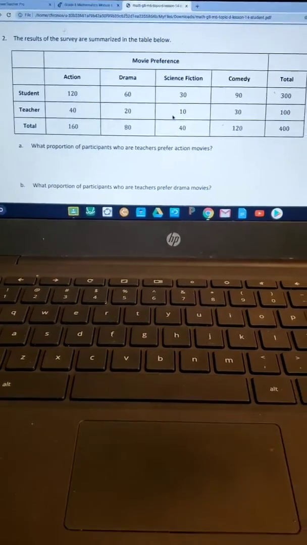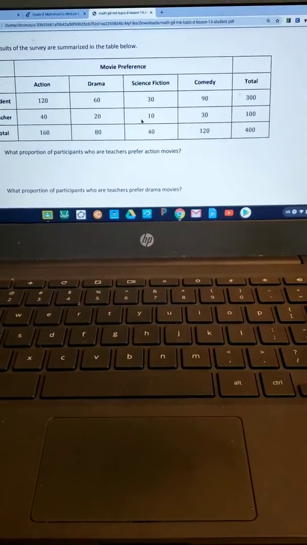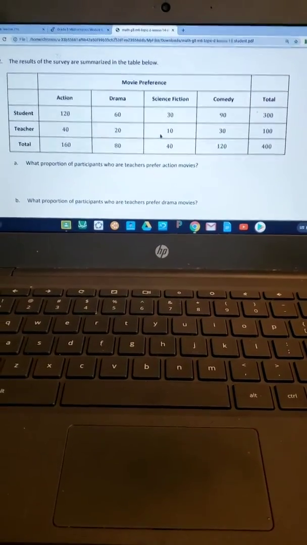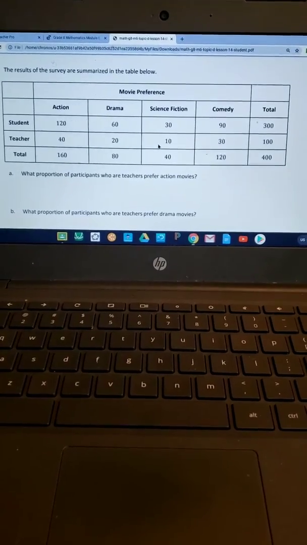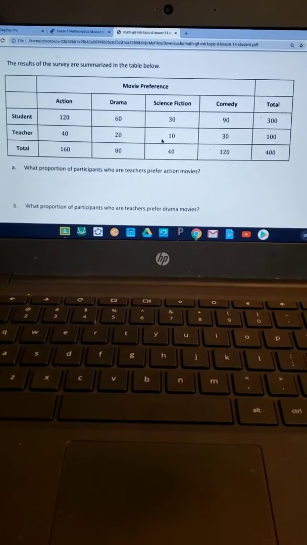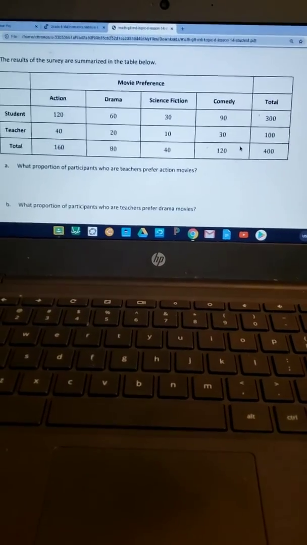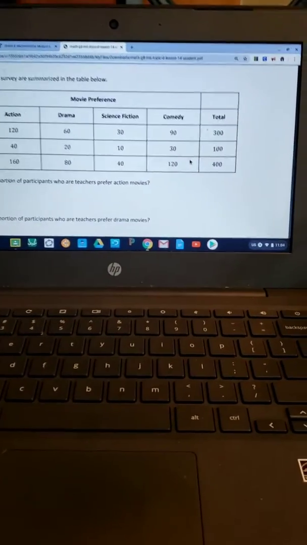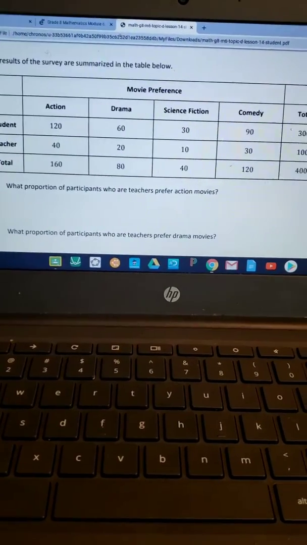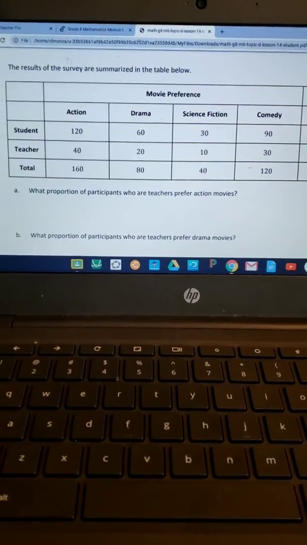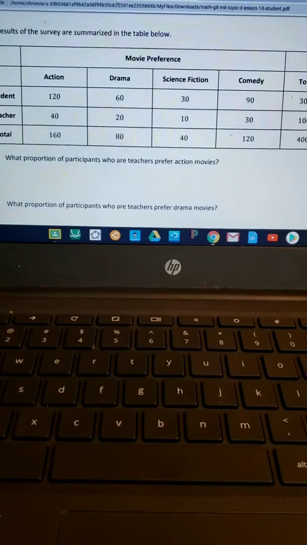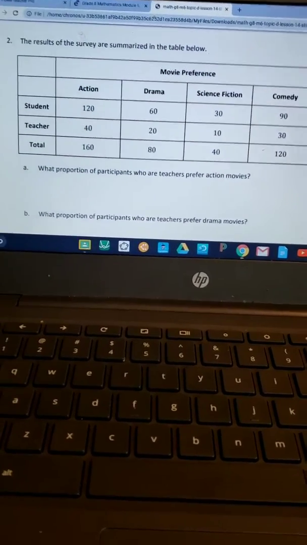Let's look at the question for the first one. The first question says, what proportion of participants who are teachers prefer action movies? Let me get my pencil here. I'm looking at the number of teachers that like action movies. Well, that's 40.